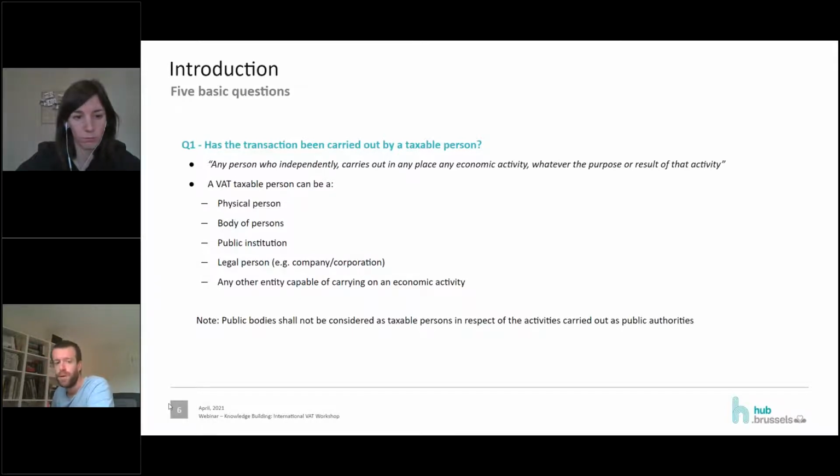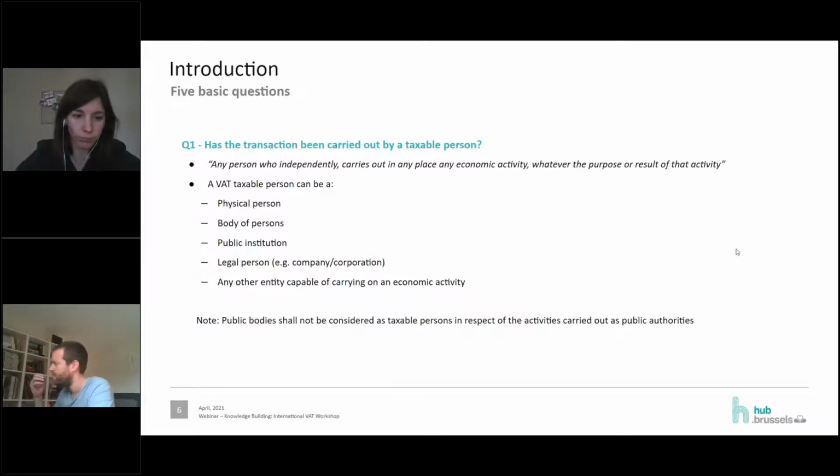So it could be a physical person, it could be a body of persons, it could be a public institution, with the exception that public bodies sometimes also have activities that they carry out as public authorities. So if you go to your municipality and you ask for your ID card, that is a mission of public interest, and for which there will be no VAT on it. So as you can see, it could be a lot of different persons that could be considered as taxable persons.